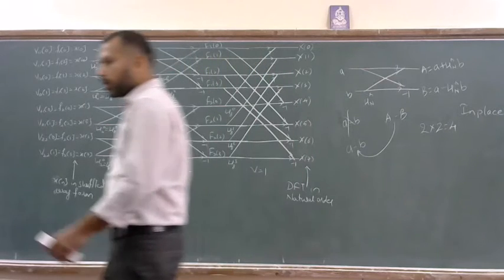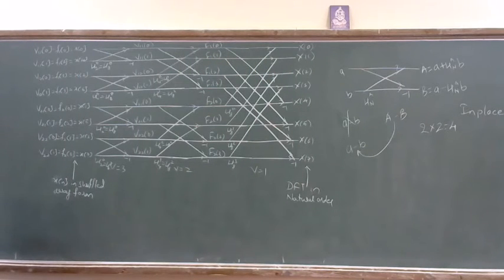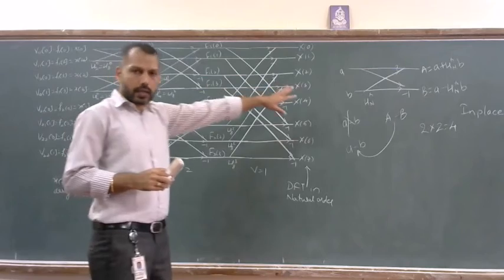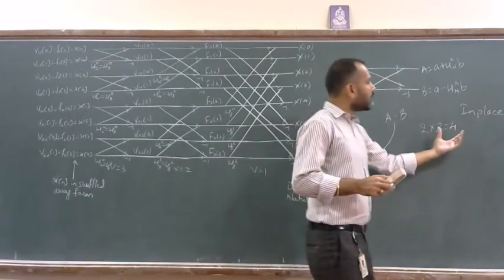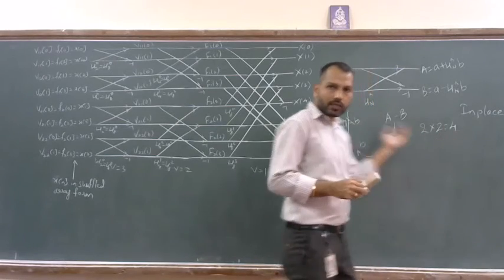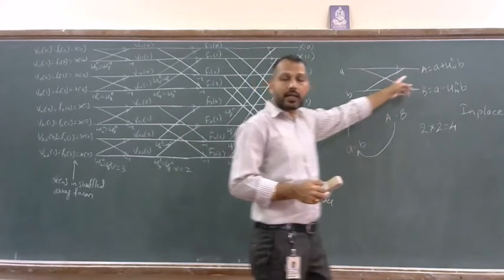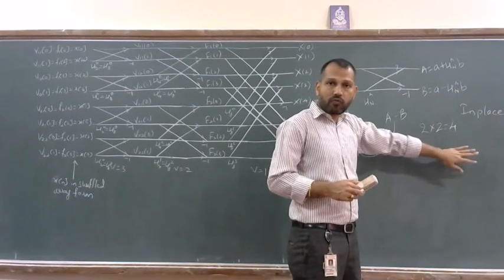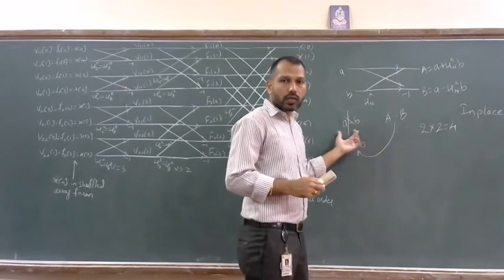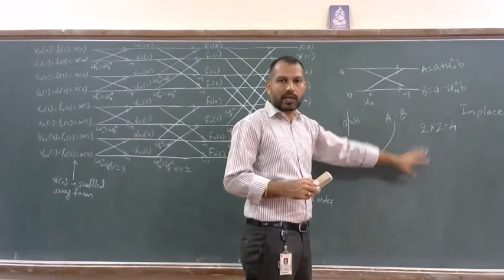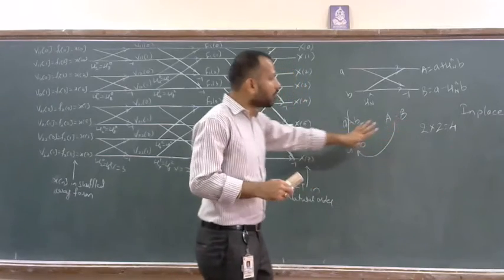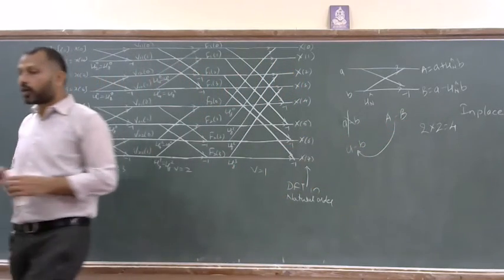For each stage, the memory locations required for one butterfly will be 2 into 2, 4 memory locations, because 2 for A and 2 for B. In the beginning, in these 4 locations, small a and b are stored. Once capital A and B are calculated, the values stored in these same 4 locations, that is small a and b, will be replaced by capital A and B. That is called in-place computation. But 4 memory locations are required for each butterfly structure.